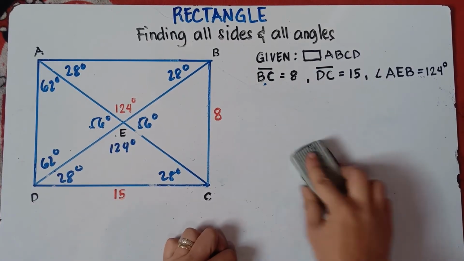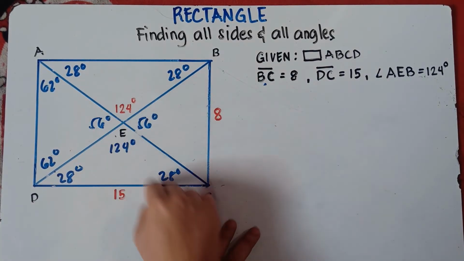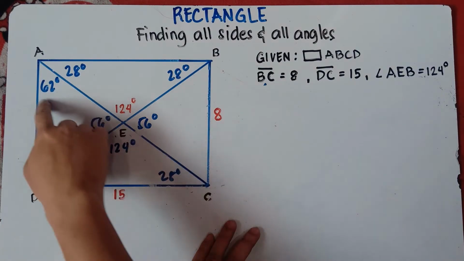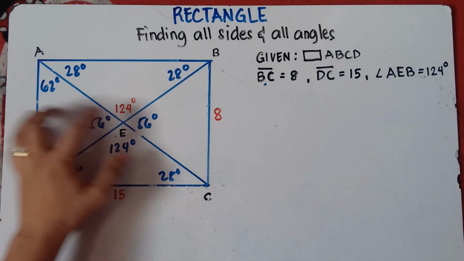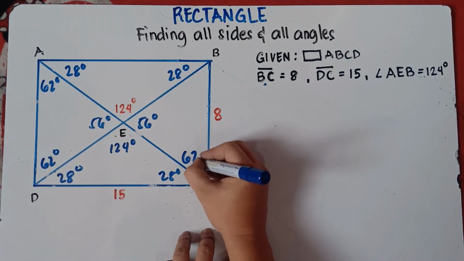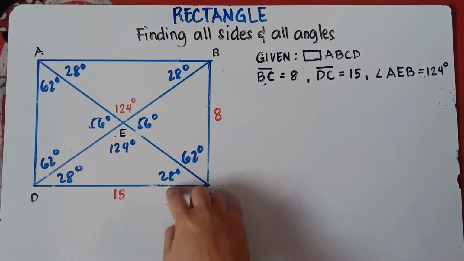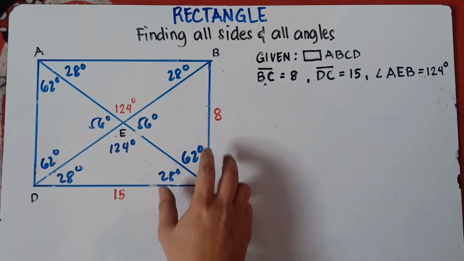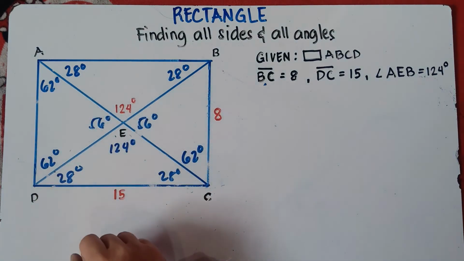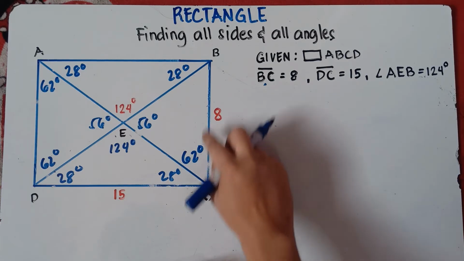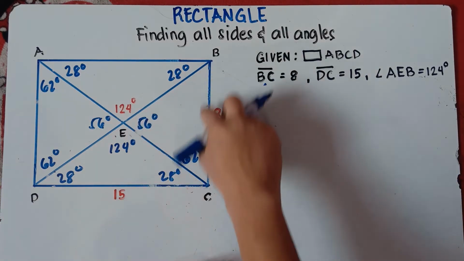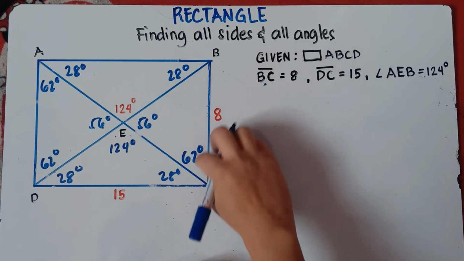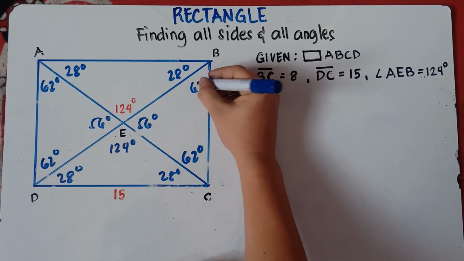Alright, so this is 28, alternate interior angles. Therefore, this will be 62. Okay, this will be 62 degrees. Alternate interior angles. Or, you can add this up. This will be 90, because a rectangle has 4 right angles. Okay, if this is 62, this will be 62. An isosceles triangle. Base angles are congruent.